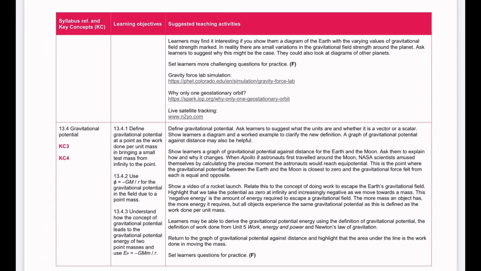Key concept. Gravitational potential. Learning objectives. 13.4.1 Define gravitational potential at a point as the work done per unit mass in bringing a small test mass from infinity to the point. 13.4.2 Use φ = −GM/r for the gravitational potential in the field due to a point mass. 13.4.3 Understand how the concept of gravitational potential leads to the gravitational potential energy of two masses and use Ep = −GMm/r.